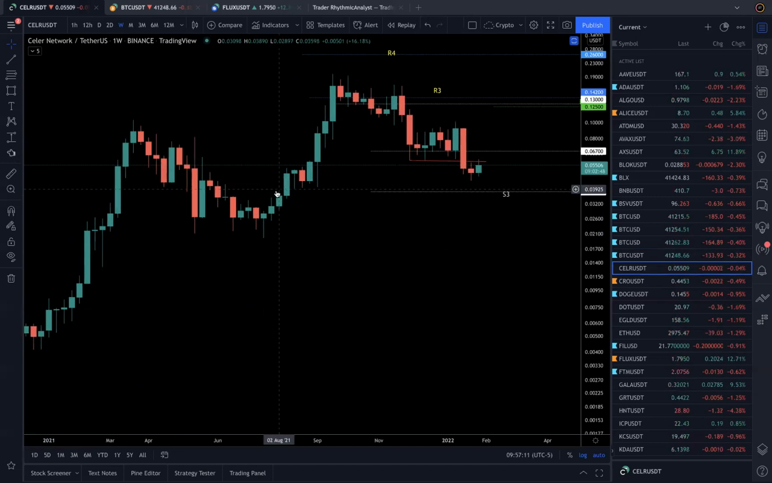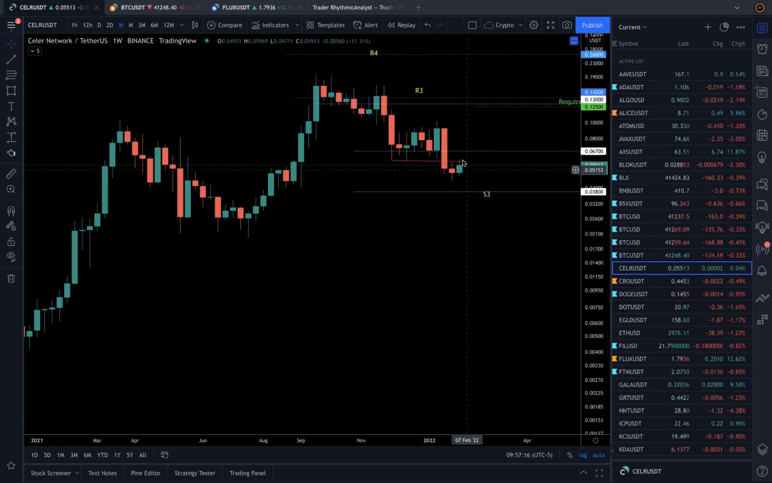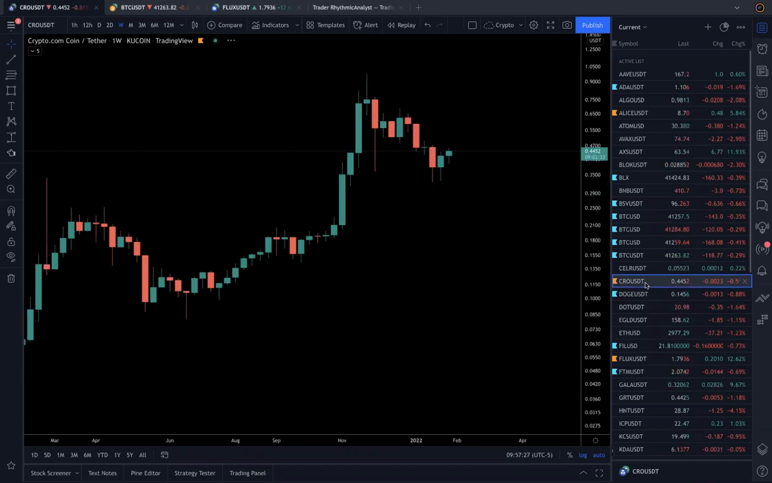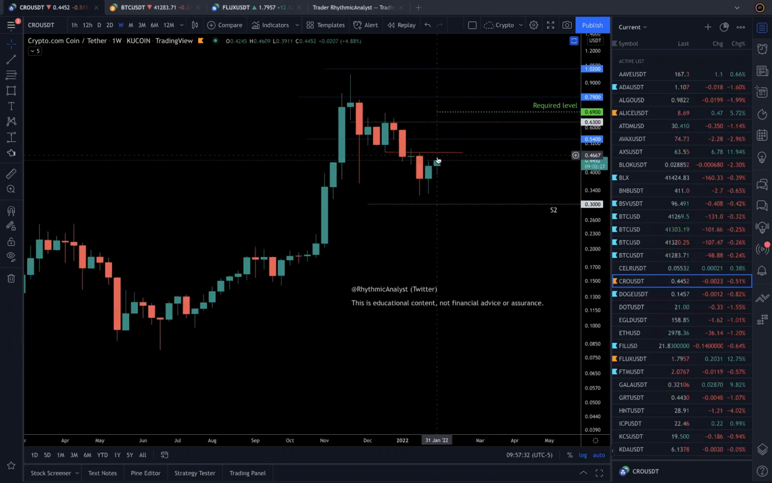Okay, this is CELR. Yeah, it's a little bit of pushback from this red line. Makes sense. See, previous supports are going to act like resistance, which is normal. CRO here, nice move, right? Nice second week.